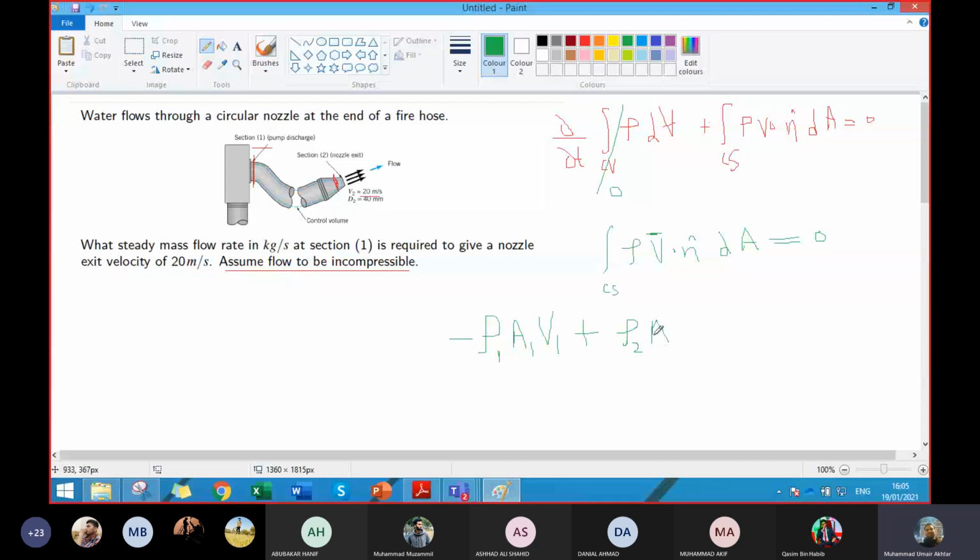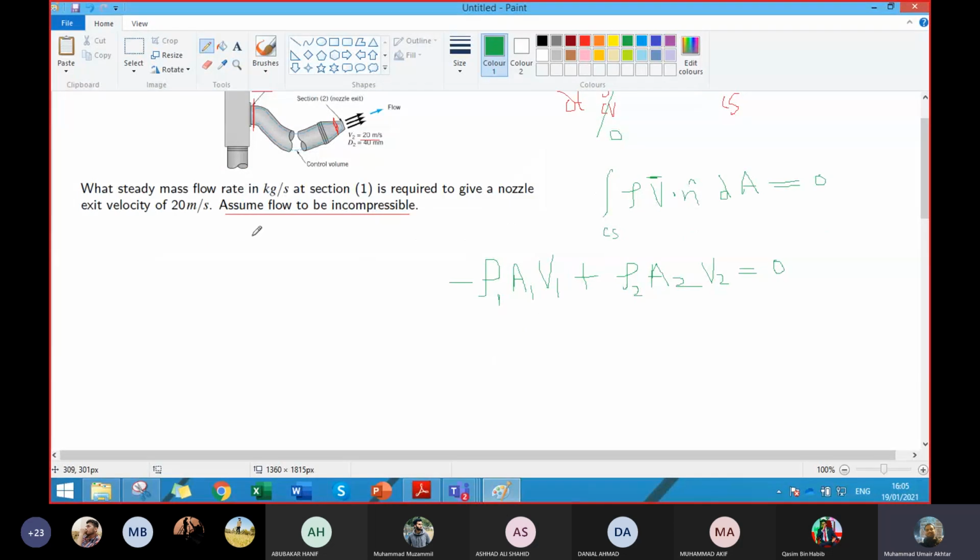Now we can eliminate the density from this problem. Why? Because it is allowed that we can assume this flow to be incompressible. So we can write that rho 1 equals rho 2. If rho 1 equals rho 2, because the flow is incompressible, then we'll be left with A2 V2 equals A1 V1, right? Yes, sir. Or we can write A1 V1 as Q1. So we'll get the volume flow rate at section 1 with the help of the parameters of section 2, A2, V2.